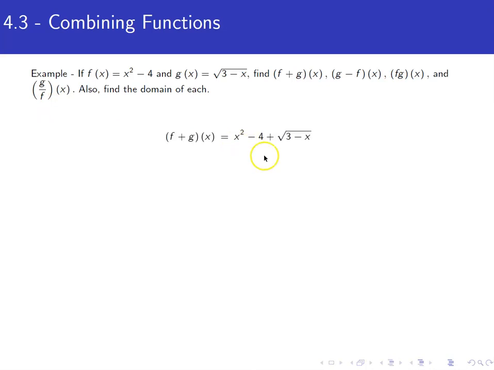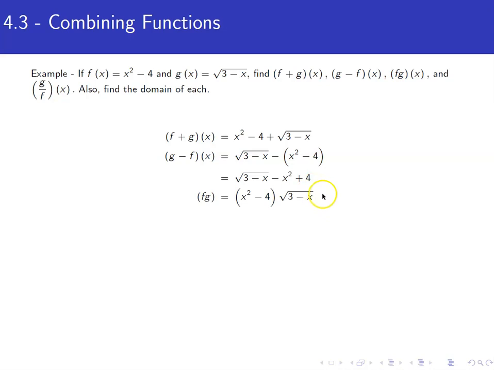Well, f plus g is pretty straightforward. That's just x squared minus 4 plus square root of 3 minus x. Not a lot of simplifying we can do there. For g minus f, we get square root of 3 minus x minus the quantity x squared minus 4. And then if we want to, we can distribute the minus sign through to make it square root of 3 minus x, minus x squared plus 4.